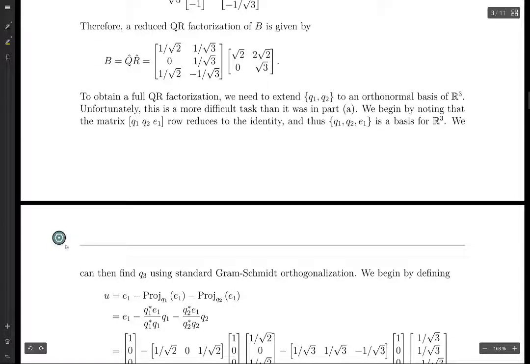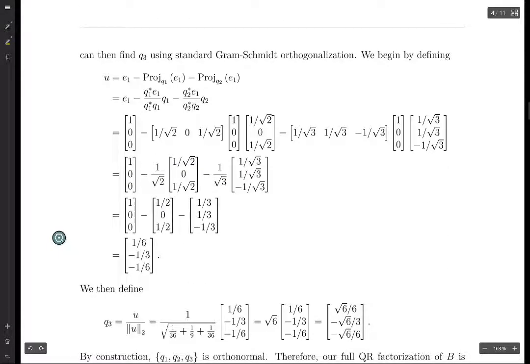So then we can find Q3 using standard Gram-Schmidt orthogonalization. We find U using this procedure. We let U be E1 minus the projection of E1 onto Q1, then minus the projection of E1 onto Q2. So we get a whole bunch of inner products. A lot of these computations end up being simple because E1 is easy to work with, but we end up with this vector.